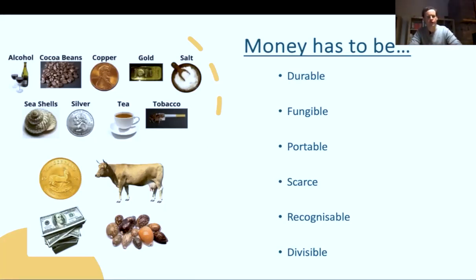So what I want you to do is ask yourself whether the money that we know and the money that we've had, does it or has it had the properties that we've just gone through above? If we look at the examples here on the left, what would be the downside of using cattle for money, for example? When you look at it, cattle doesn't really fit many of the criteria listed here.